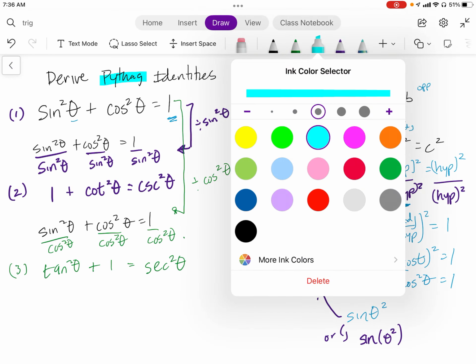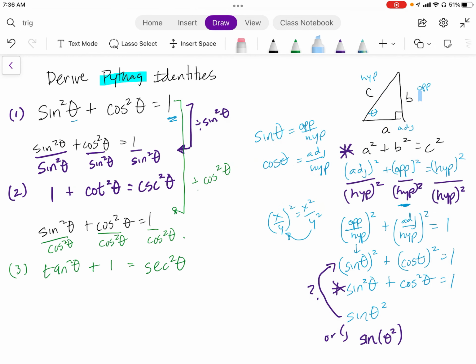Let me just highlight these all. Blue is fine. Okay, there's equation 3, equation 2, and equation 1. I highly recommend memorizing equation 1, because then you can manipulate it to get the other 2, and it's easy enough. But if you ever forget them, the work to the right shows where they come from.